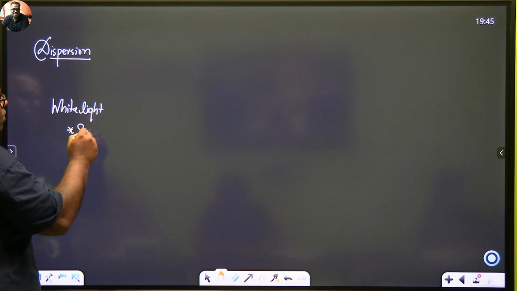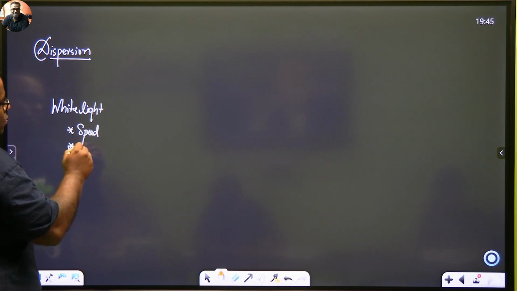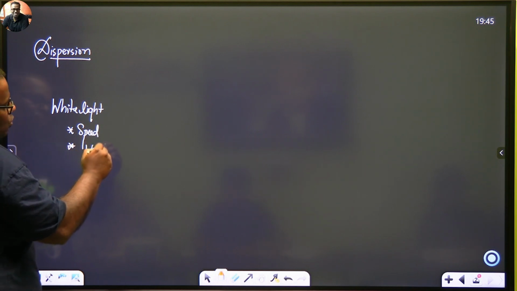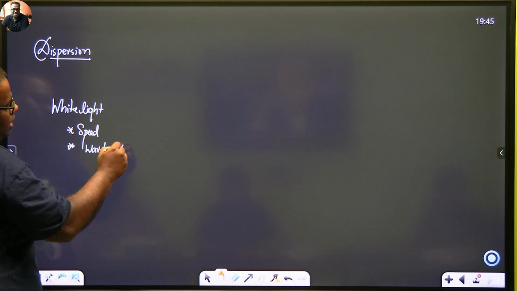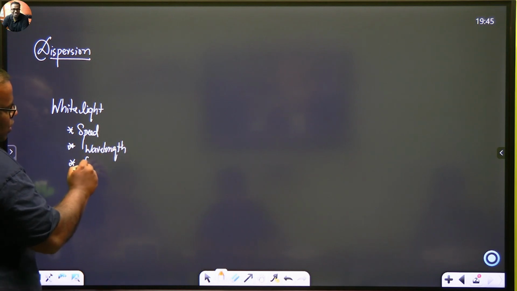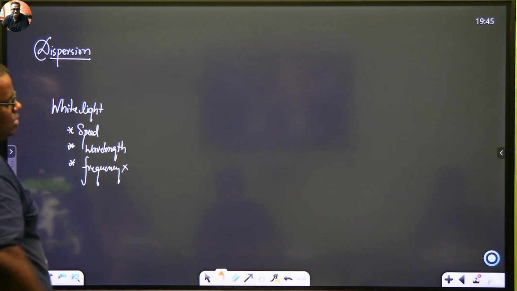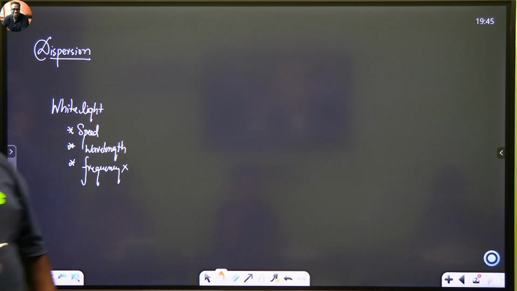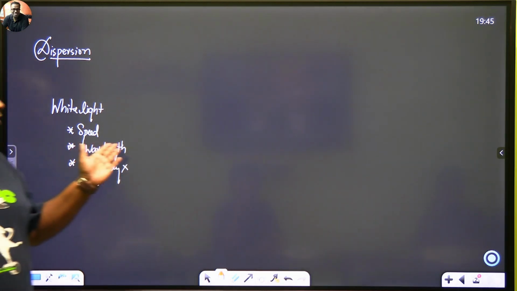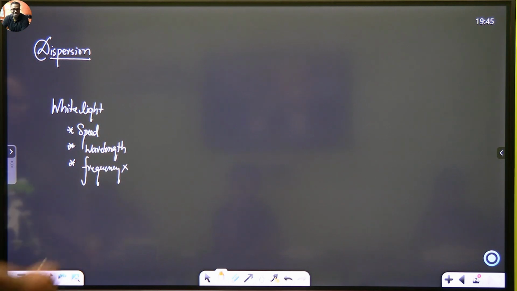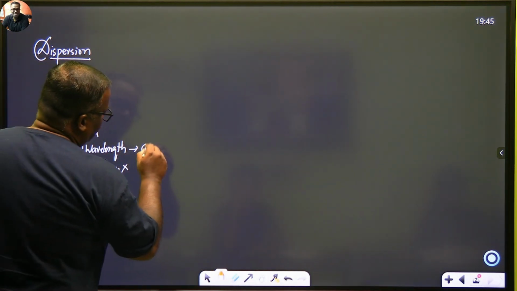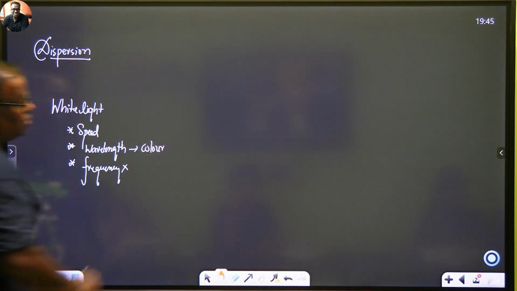A light as a wave should have speed. A light as a wave should have a wavelength, because we are studying waves. And a light as a wave should also have something called a frequency. Yes or no? Okay. We are not bothered about frequency because frequency does not change as long as the source does not change. So we are bothered about wavelength. Wavelength is something that will actually decide the color. So if you see different colors, they are because of different wavelengths.